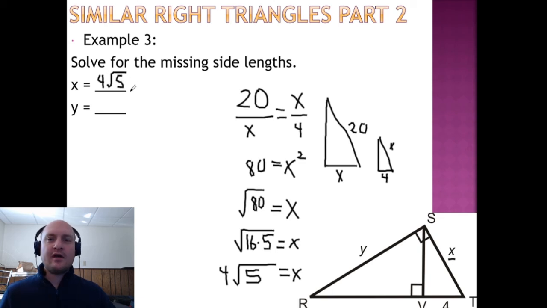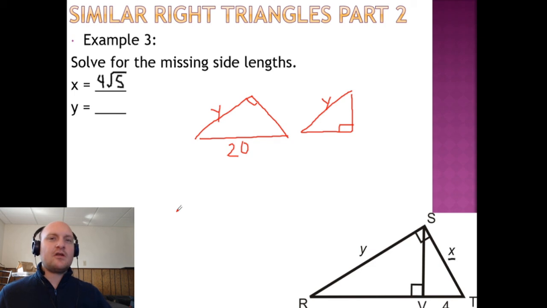Now you may be wondering, why did I show you geometric mean earlier if we didn't use it here? Well, it's the shortcut. Notice that I would have gotten the answer for x if I had just done 20 times 4 and square rooted. Now let's take a look at what happens when I try to solve for y.